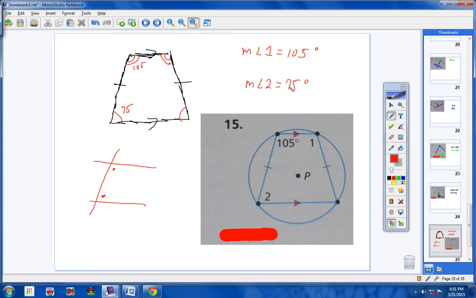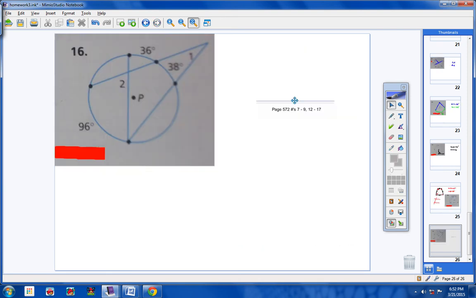Alright, moving on to number 16, and that should not be there. That's a different class, different assignment. Now we're going to find the measure of angle 1 and the measure of angle 2. So here we go. Let's see what they give us.